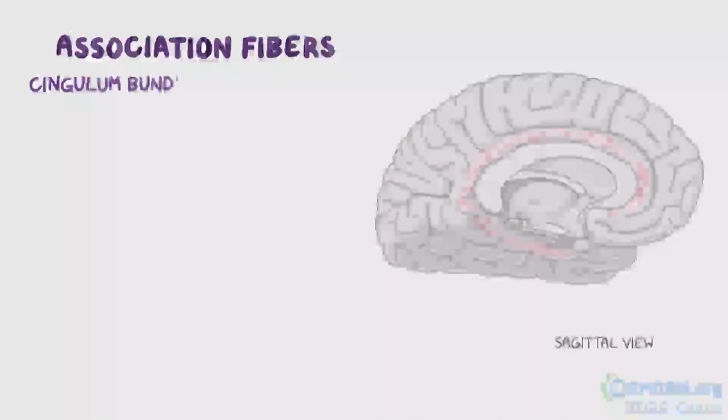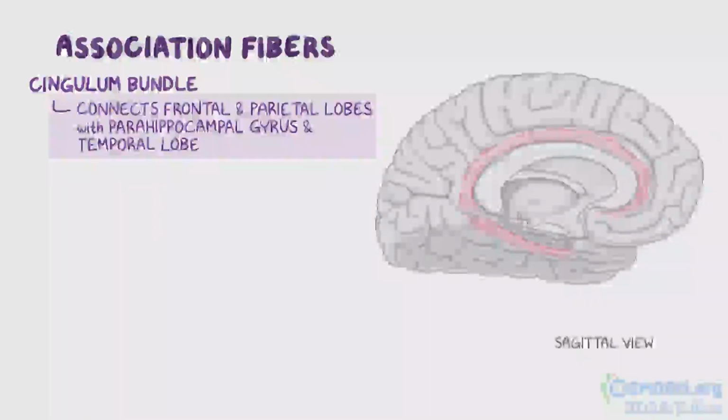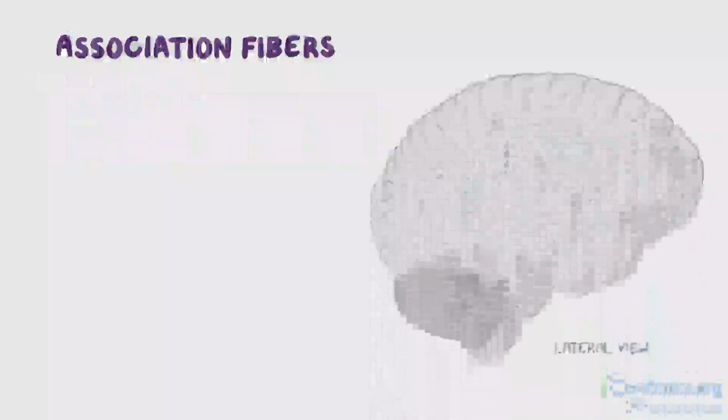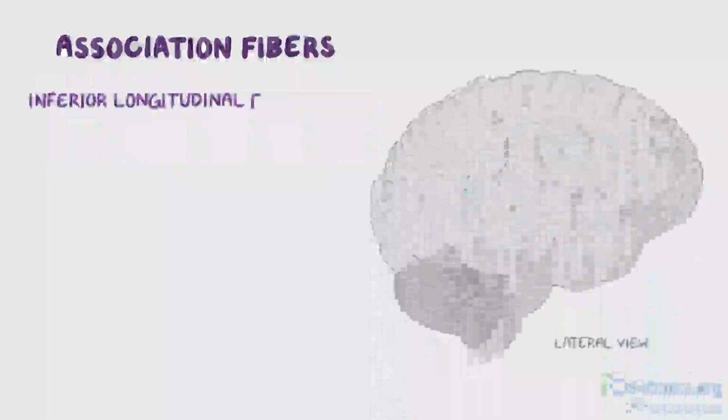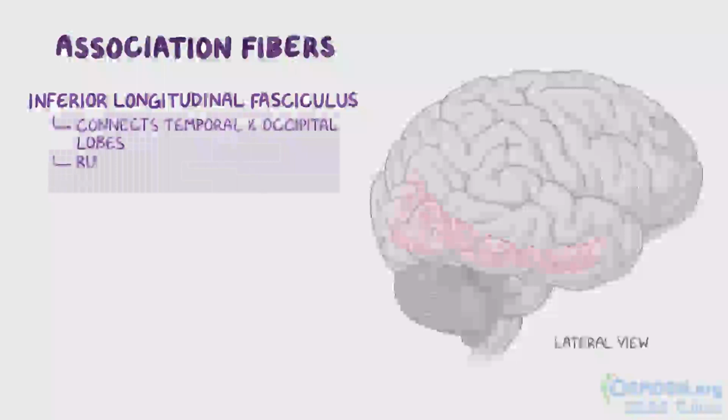The cingulum bundle, or cingulate fasciculus, connects the frontal and parietal lobes with the parahippocampal gyrus and temporal lobe, passing through the white matter of the cingulate gyrus superior to the corpus callosum. And lastly, there is the inferior longitudinal fasciculus, or temporo-occipital bundle, that connects the temporal and occipital lobes with fibers running below the inferior horn of the lateral ventricle and lateral to the optic radiations.